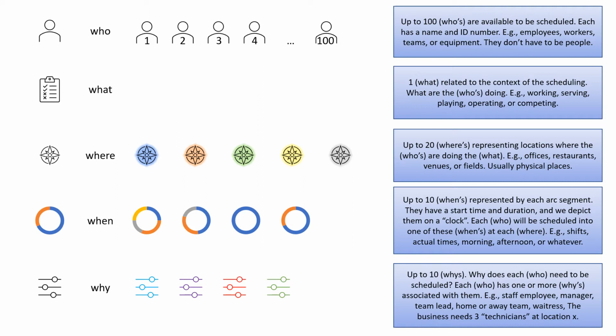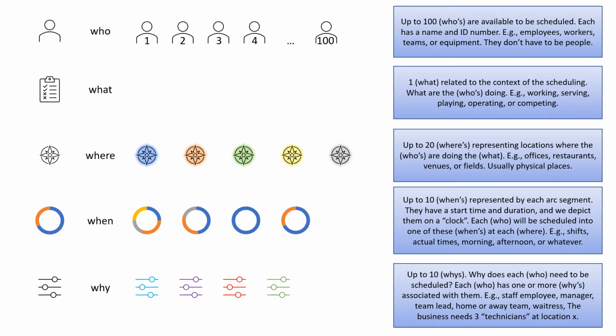What, there's generally one what, it's generally a verb of what's the context related to here. So if there are employees that are going to be working, for example, restaurant employees might be serving, teams will be playing or competing. You get the idea there.